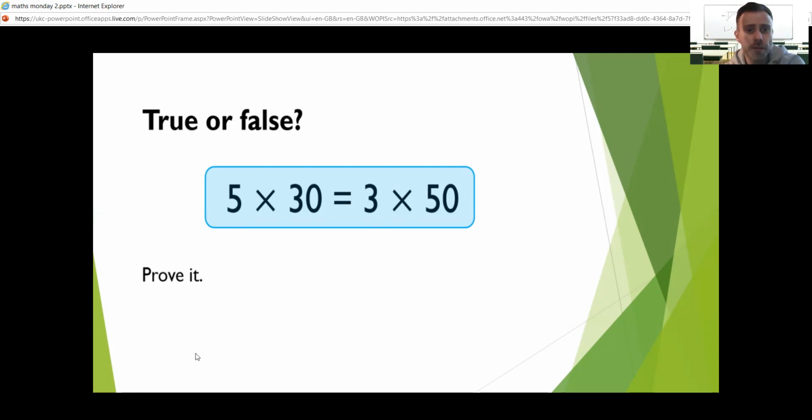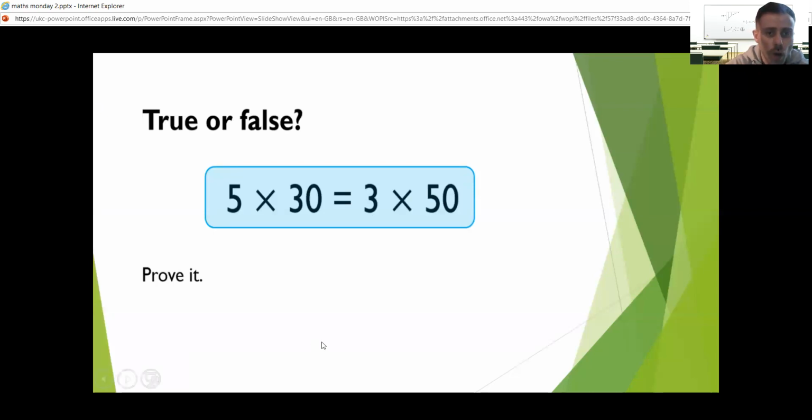So this one is true or false. 5 times 30 is equal to 3 times 50. And your job is not just to tell me if it's true or false, it's to prove it. So you're going to have to pick, is that true or is that false, that statement? And then you've got to prove it. Prove it just means do some working out. Okay, so have a little go at that and pause the video now.